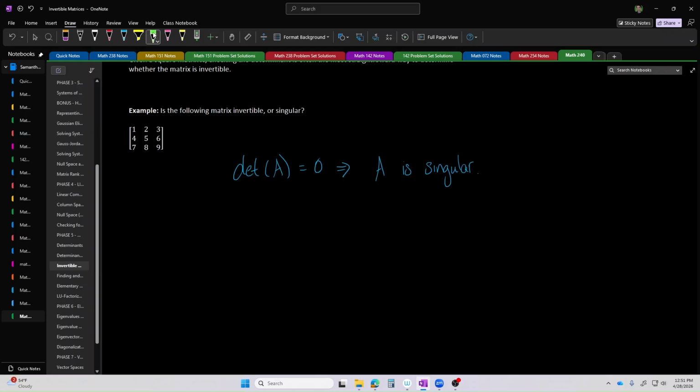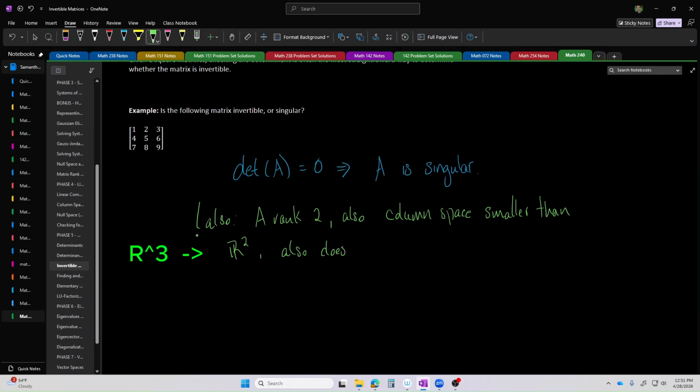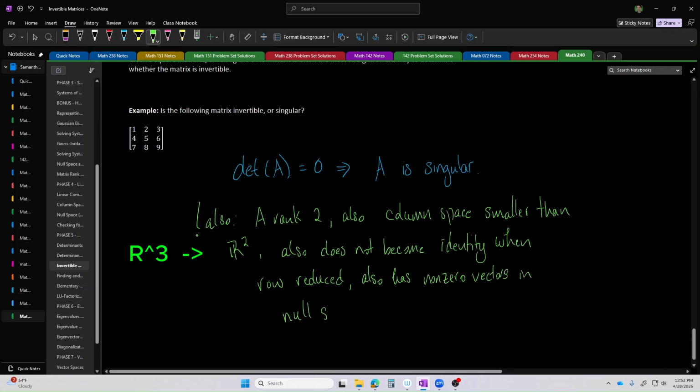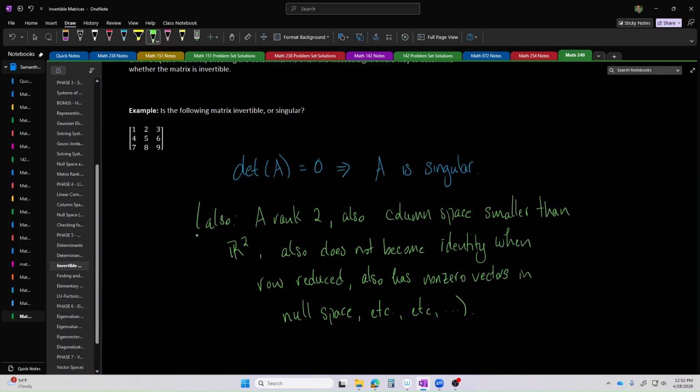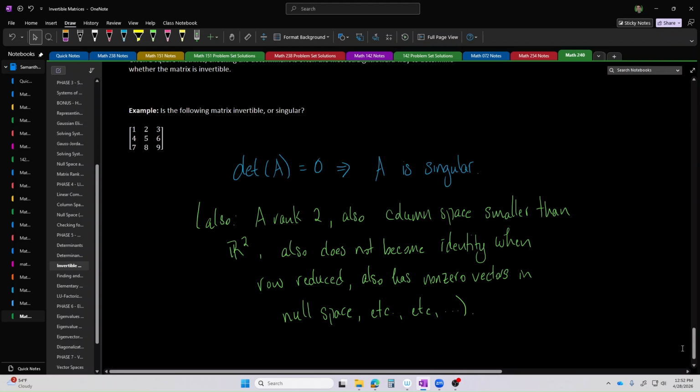So using any of those properties, also rank deficient, also column space smaller than R3, also does not become identity when row reduced, also has non-zero vectors in null space, etc., etc. All of these would be other ways to detect that this matrix A is singular. So that concludes this lesson.